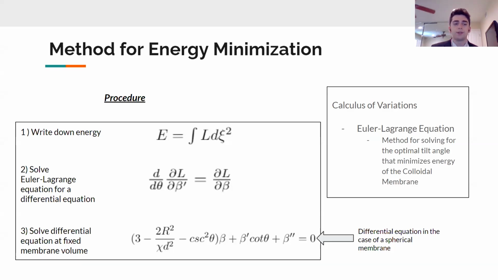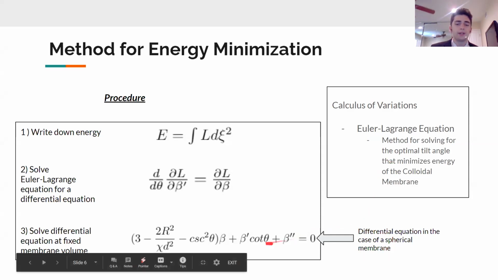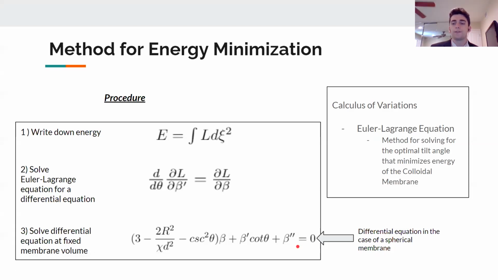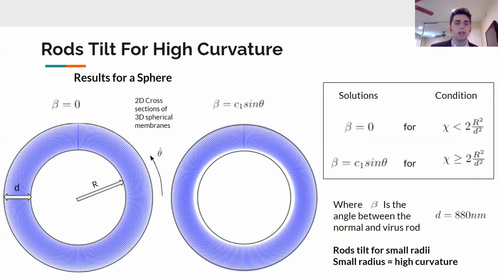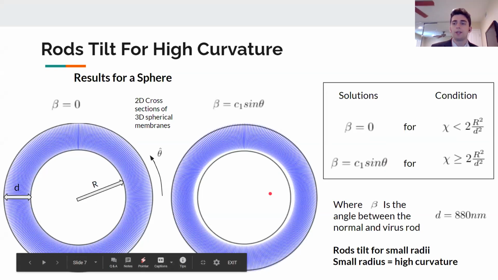And in solving this, we obtain a differential equation, which is what we see in step 3. This differential equation in step 3 down here is the differential equation for the case of a spherical membrane at fixed volume. And these are the results that we get for examining a spherical membrane.